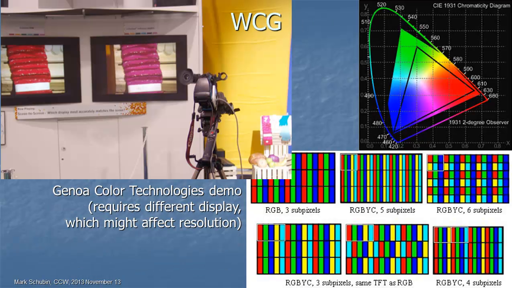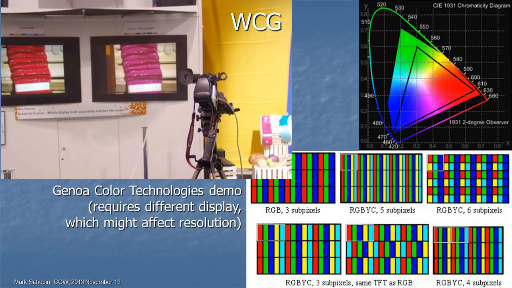Now let's talk about wider color gamut. Here is a demonstration that was done by Genoa Color Technologies. They're shooting this thing over here. They're shooting this with the camera, and this is what's being displayed on these 2 monitors. The camera is standard. The monitors, one of them is standard, and one of them is a Genoa monitor, and you see a tremendous difference here.